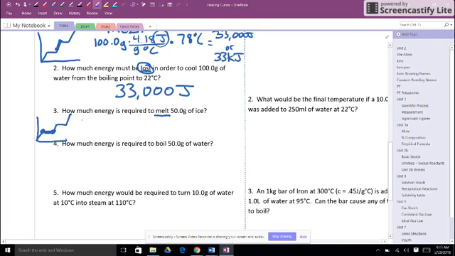When I'm doing this, I'm going to be multiplying the mass times the heat of fusion. Now my mass is 50 grams, and we were given that it requires 334 joules to melt 1 gram of solid water, or what we usually call ice. You'll be given this value always. So we do 50 times 334, and we get about 16,700 joules.